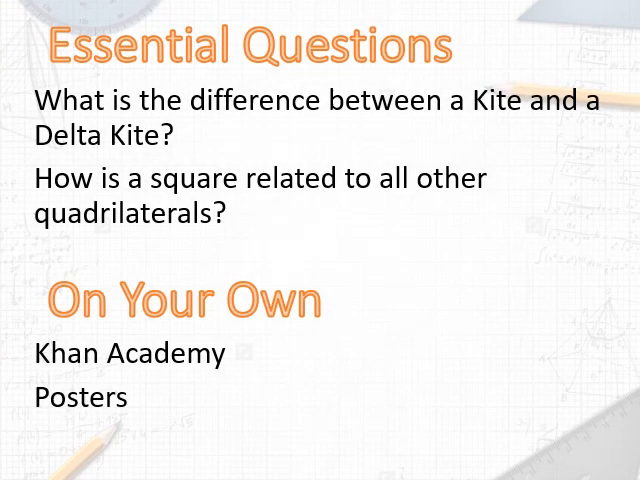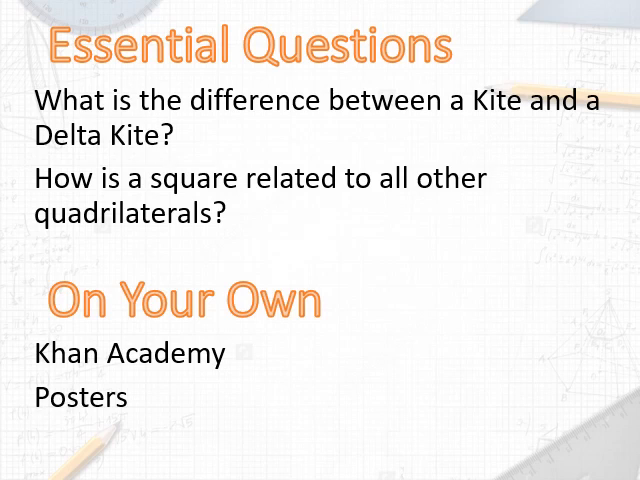All right, that brings us to the end for today. Nice short one today. Essential question: what's the difference between a kite and a delta kite? A delta kite is going to have one reflex angle inside of it. So it still has all the properties of a kite, but the only difference is there is also going to be a reflex angle in there as well.